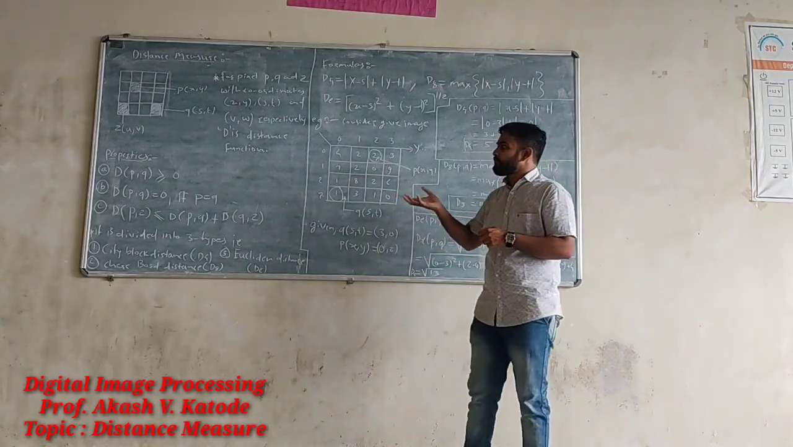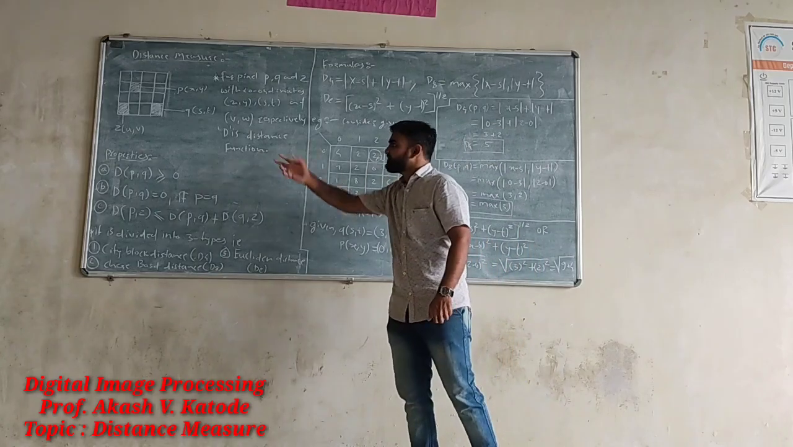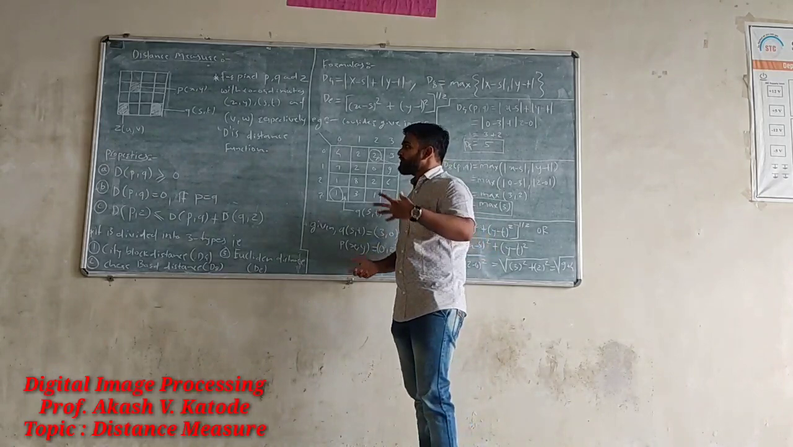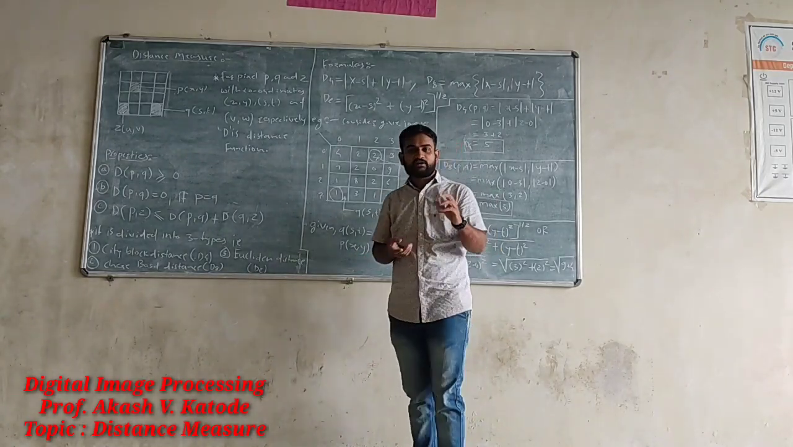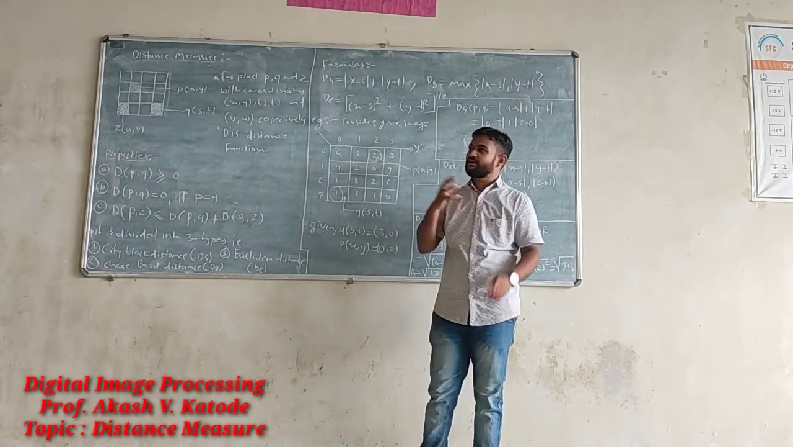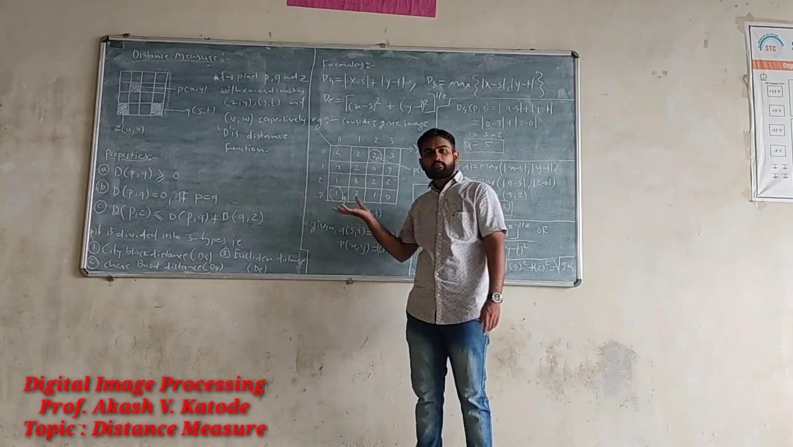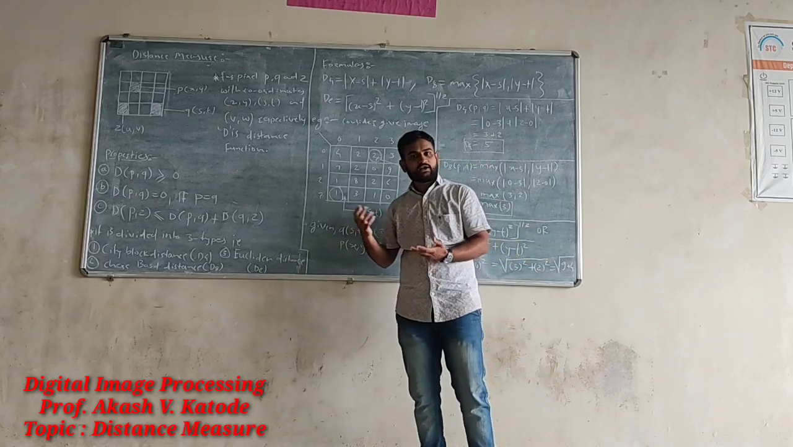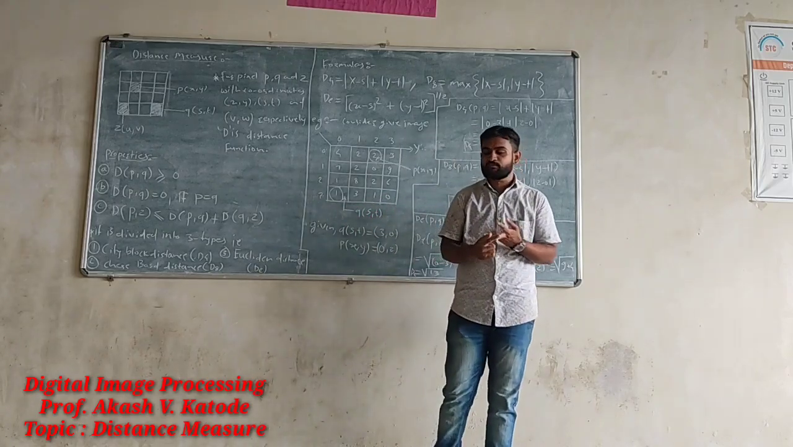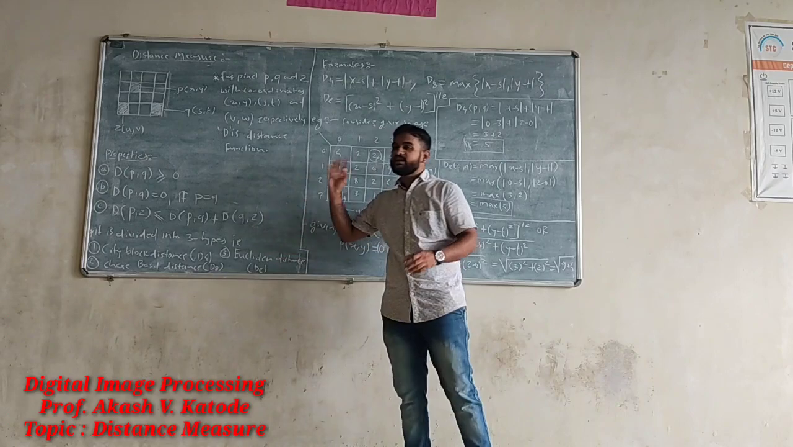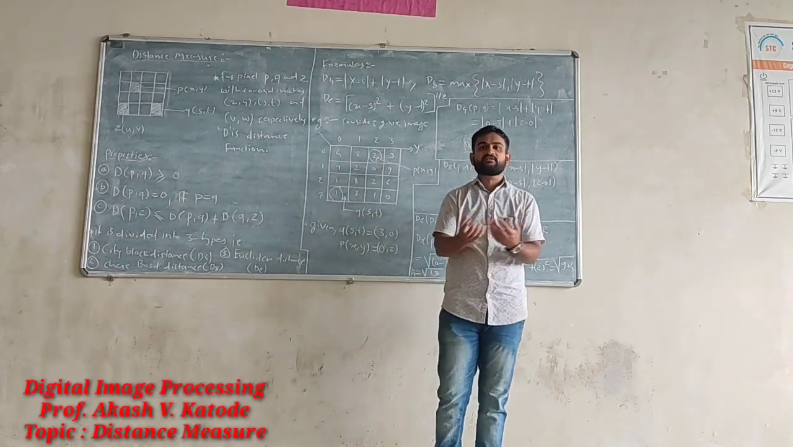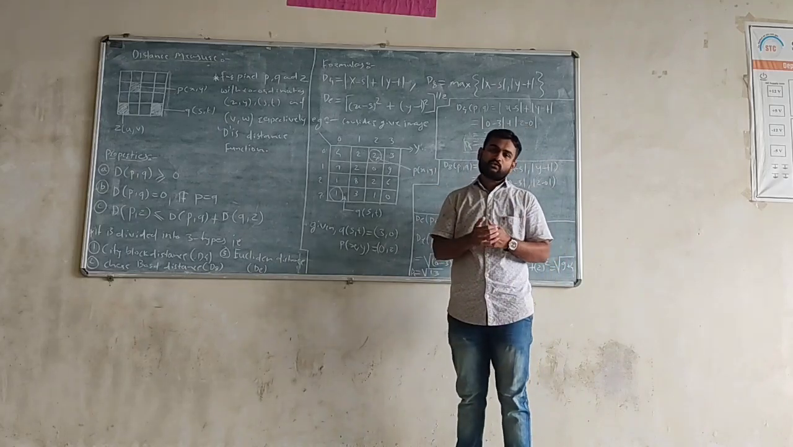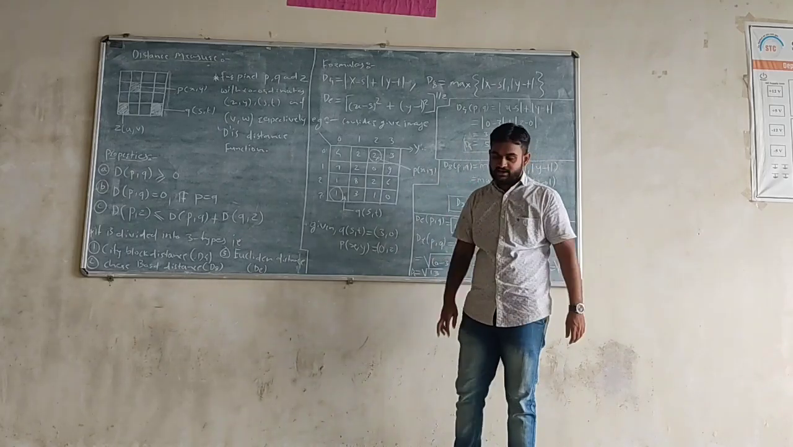So in this video we are going to discuss distance measure in digital image processing, or in a digital image. So what is the meaning of a distance measure? We are first going to see the properties of a distance measure, and according to that we have three different formulas for a distance measure: Euclidean distance, city block distance and chessboard distance. According to these we are able to find the distance between two pixels. Before that, we first have to learn the properties of a distance measure.